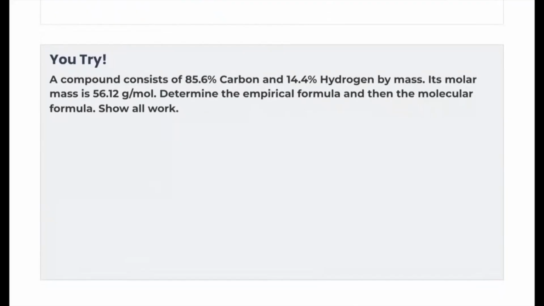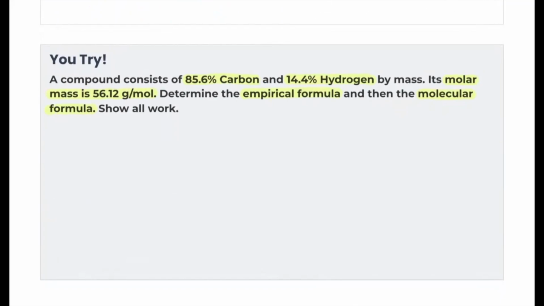So the question reads, a compound consists of 85.6% carbon and 14.4% hydrogen by mass. Its molar mass is 56.12 grams per mole. Determine the empirical formula and then the molecular formula. Okay, so the first thing I want to do is find the empirical formula.